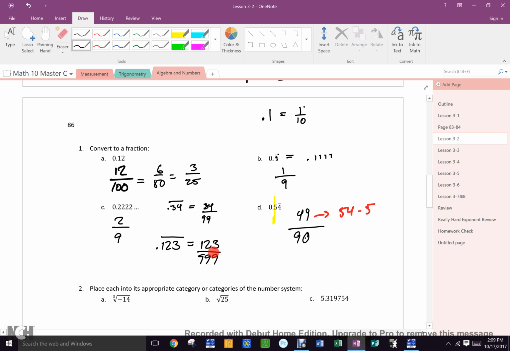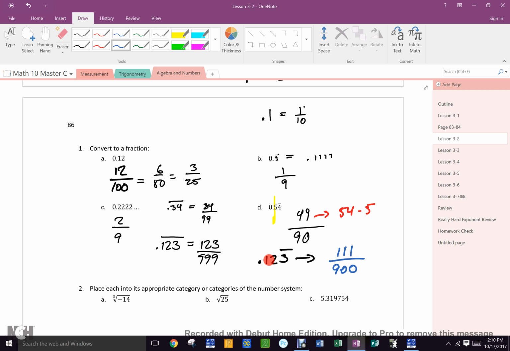So let's try another one. Let's keep 123, but instead, it's going to be 0.1, 2, and only the 3 repeats. What would that be? What would be on the bottom? 900, because I need 3, and only one thing repeats. And what would be on the top? 111. Why? Because 123 minus the part that doesn't repeat. Everybody got it? That's your lesson for today.